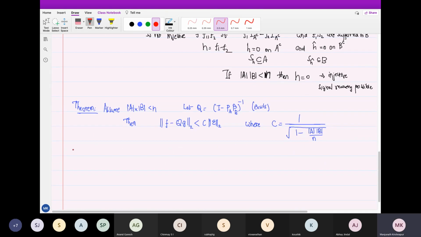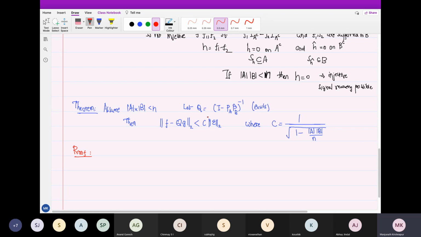So this is actually quite a robust statement. Let's see the proof of this. This itself is a statement of signal recovery. Okay, so how do you prove this?